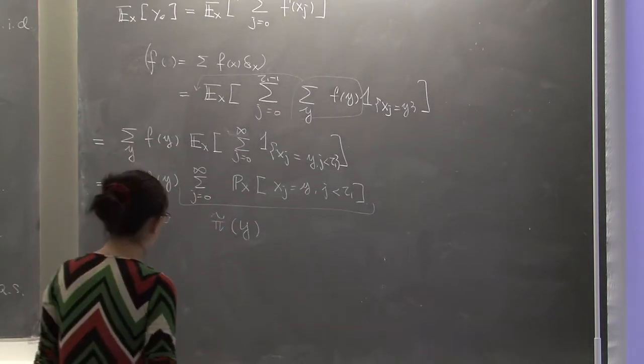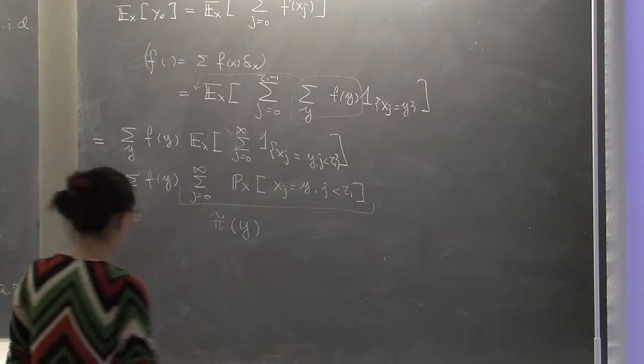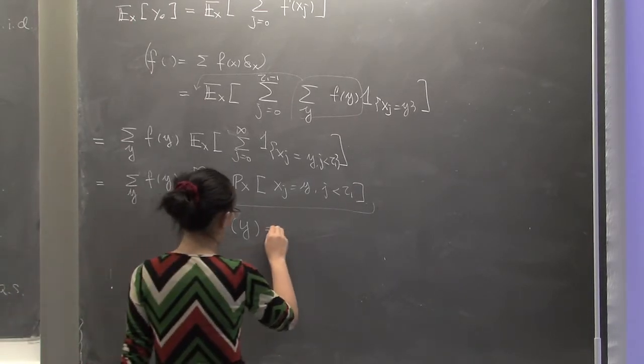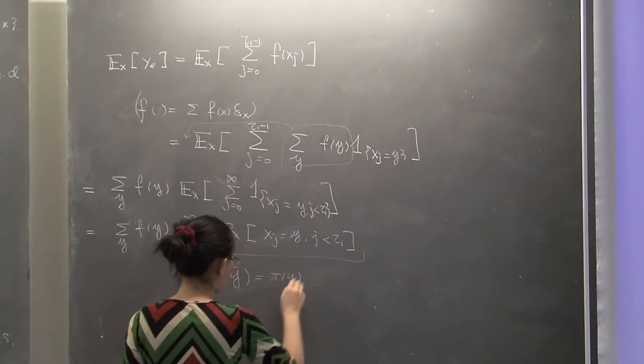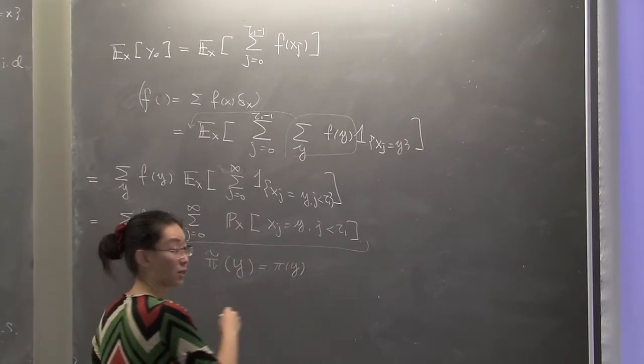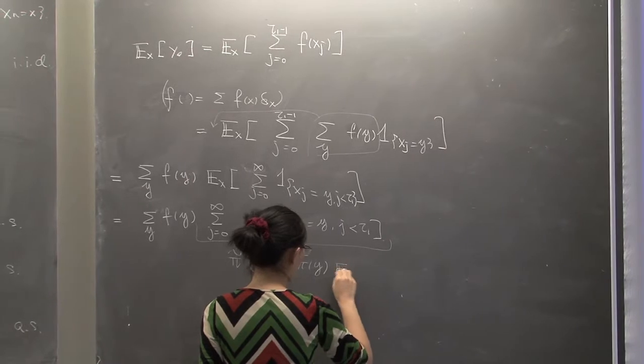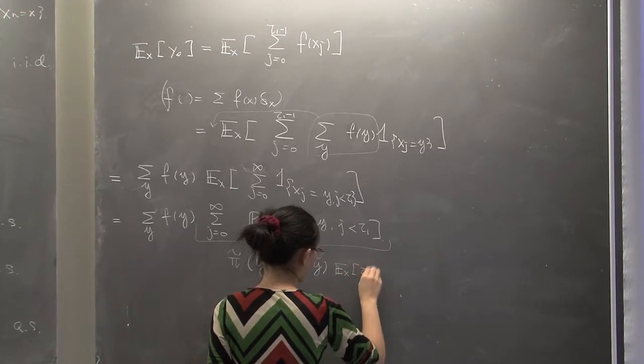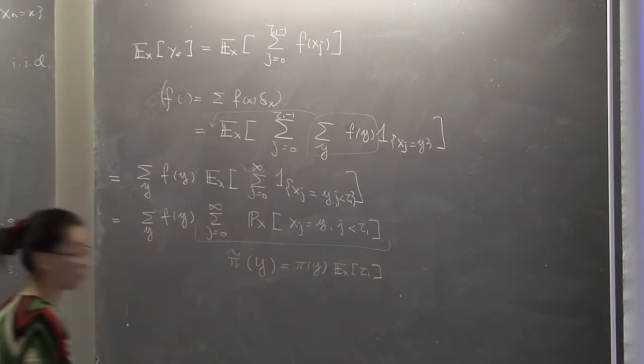And from the construction of the stationary distribution, we know that pi tilde of y equals pi y times the total mass of pi tilde. And the total mass of pi tilde is the expectation of tau 1.